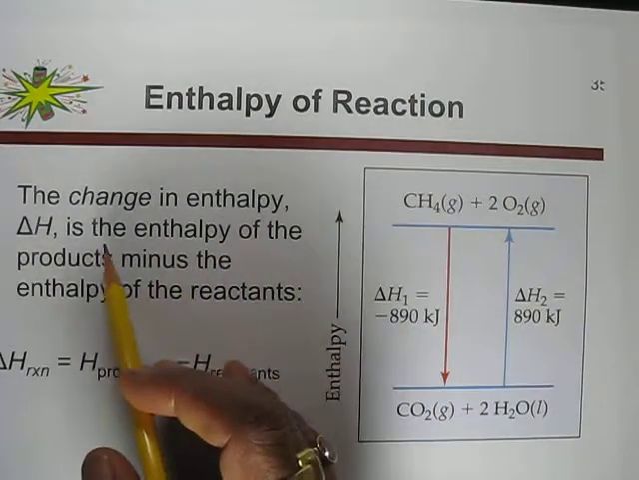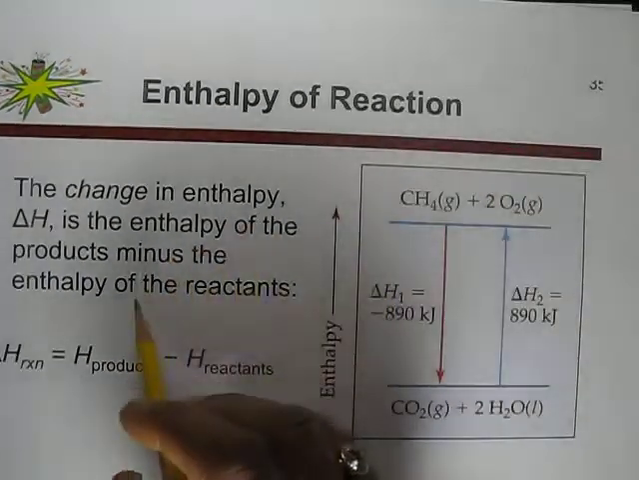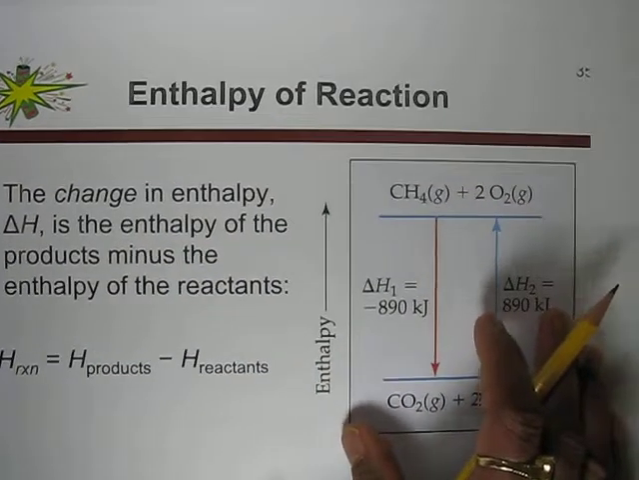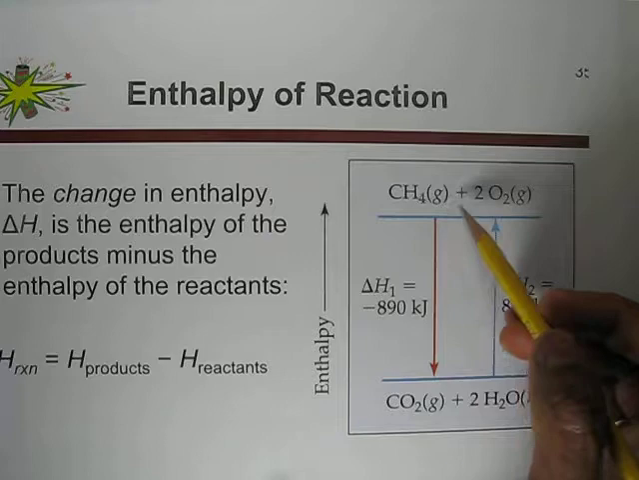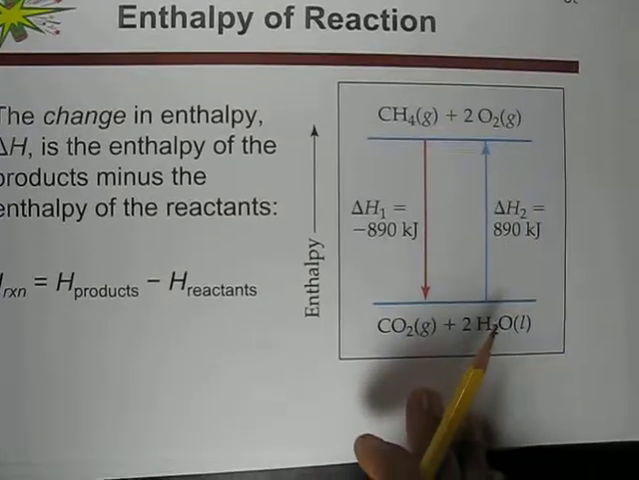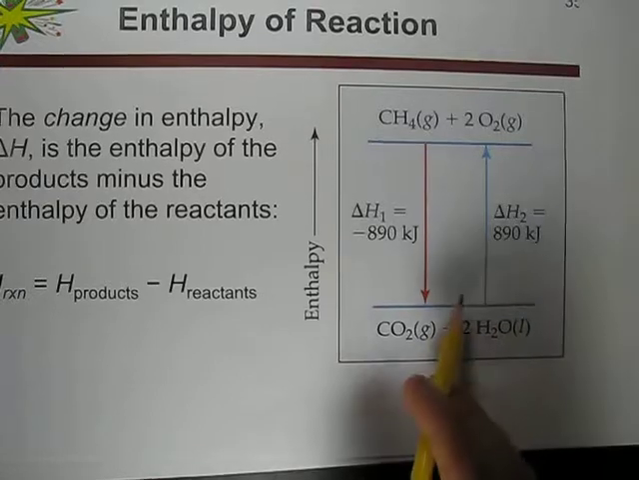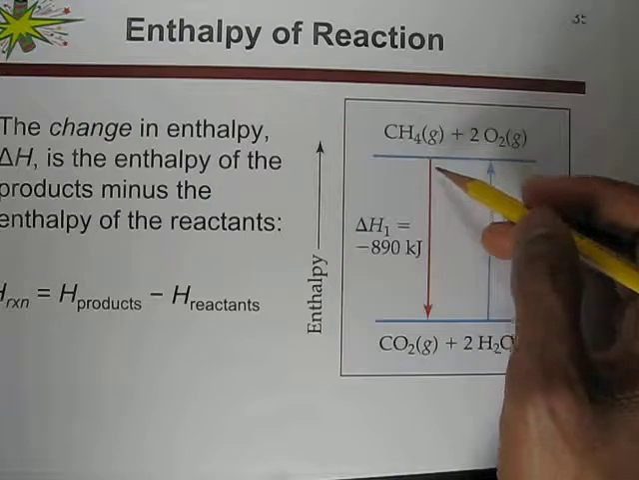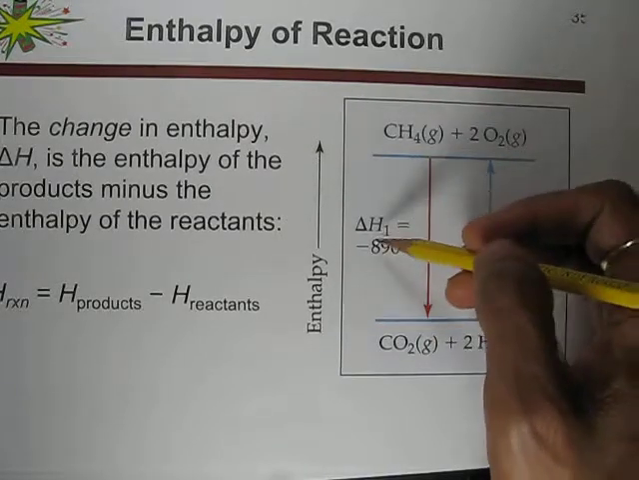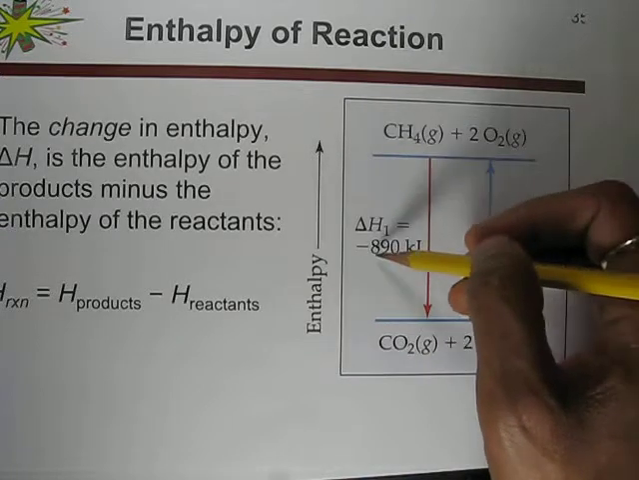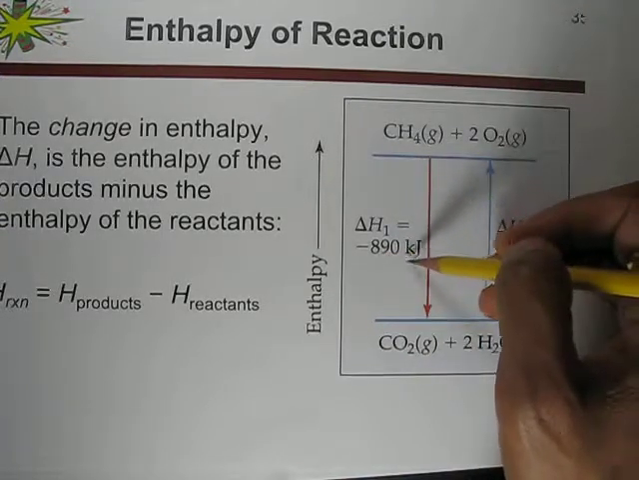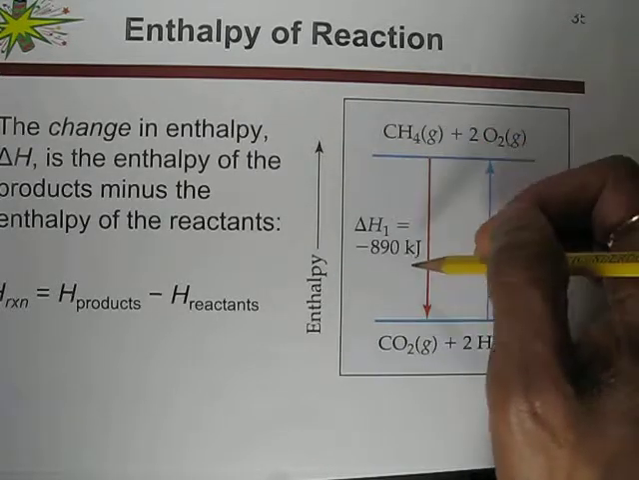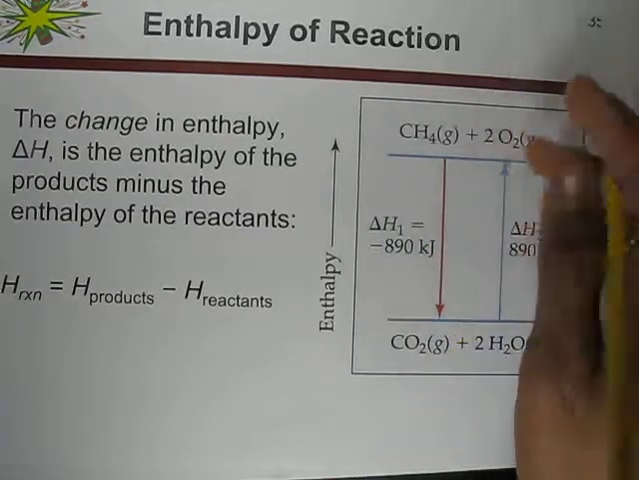The change in enthalpy, delta H, is the enthalpy of the products minus the enthalpy of the reactants, which we have seen in earlier slides. When methane gas is burned or combusted, it produces carbon dioxide gas and water. So when methane gas burns, it is an exothermic reaction. That is why delta H is minus 890 kilojoules. kJ stands for kilo and J for joule, because the unit of heat is the joule.